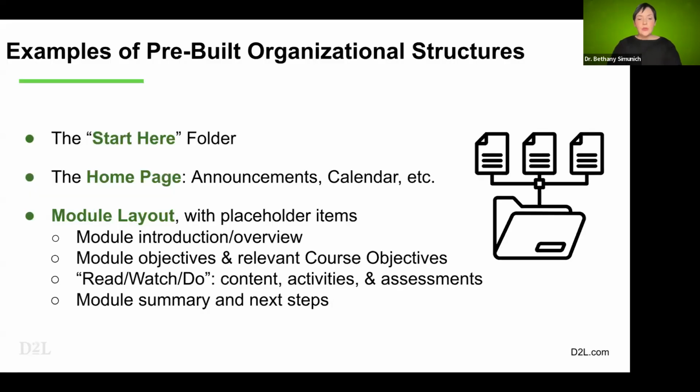The Start Here folder, with its placeholders for items that learners will use to get started, is also an example of a pre-built organizational structure for an LMS template. Another example is having a common structure for the homepage, where announcements or the daily calendar are always located in one place. Having a set layout for learning modules is a third example of an organizational structure common in a template. A common format here is to bookend the modular structure with an introduction and summary, with a layout of the relevant learning objectives, as well as module content and assignments sandwiched in between.